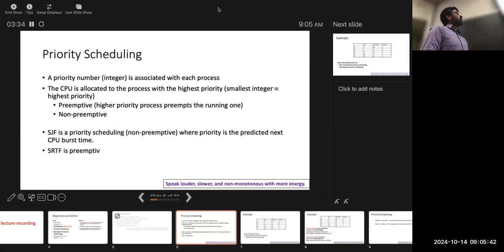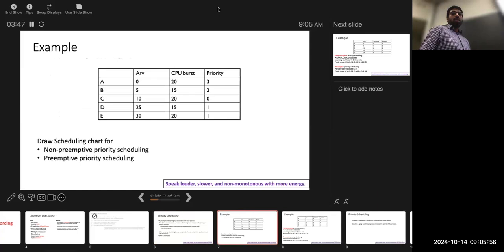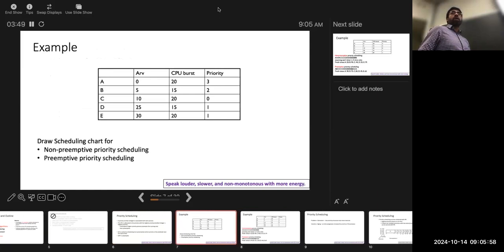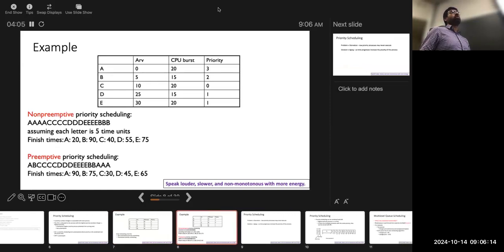Shortest job first and shortest remaining time first are both priority-based algorithms. The difference is that shortest job first is non-preemptive, while shortest remaining time first is preemptive. We then did an example. I'm not going through it again, right? There were two examples, one using non-preemptive priority scheduling and one using preemptive priority scheduling. We did the one with preemptive priority scheduling. The solutions are in the slides for both of them, and you can do them on your own and then compare your solutions with the ones given in the slides.